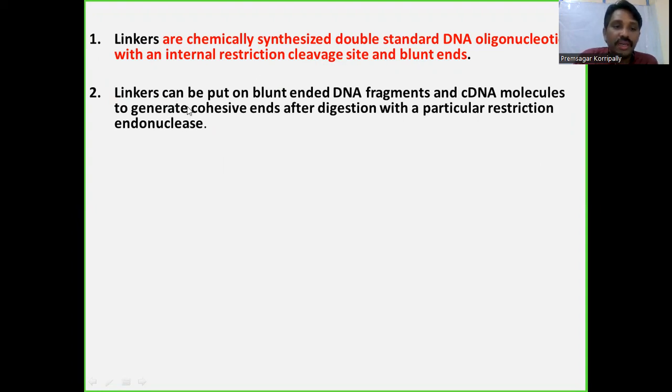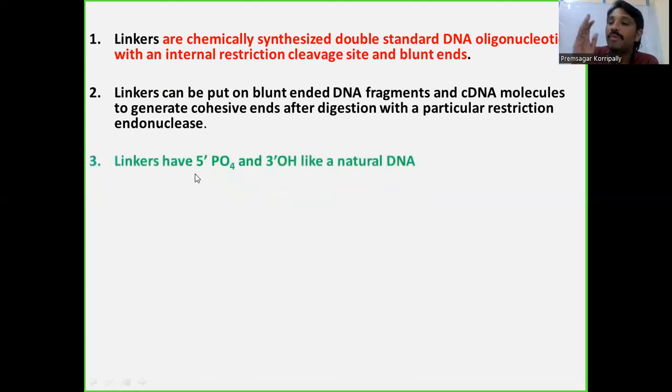Second property, you can see linkers can be put onto blunt-end DNA fragments and cDNA molecules to generate cohesive ends after digestion with the particular restriction endonuclease. So these linker molecules can be added to the blunt-end DNA molecules or cDNA molecules by ligation by employing T4 DNA ligase. Once the linkers are added, they can be subjected to digestion and generate the cohesive ends. As I told you, linkers have 5' phosphates and 3' OH like a natural DNA.